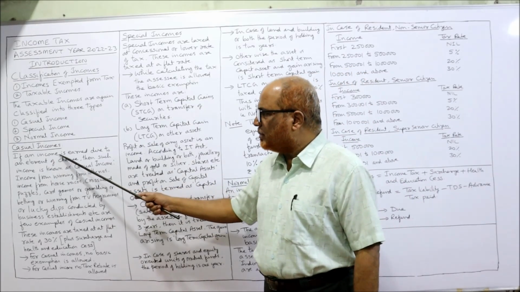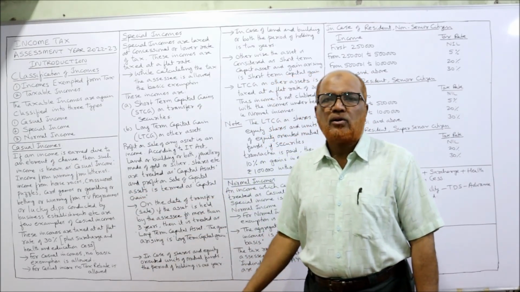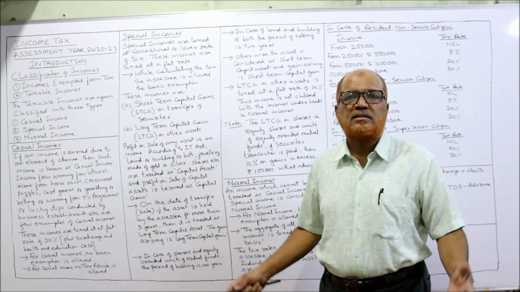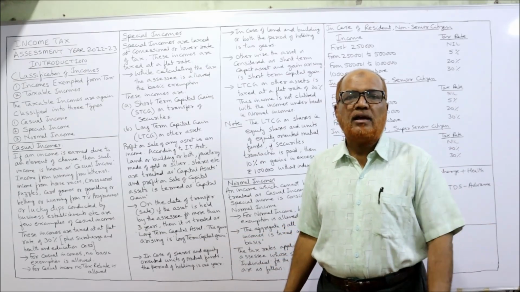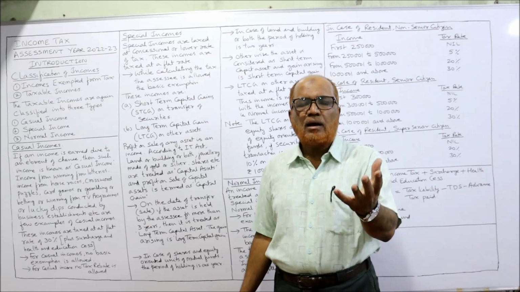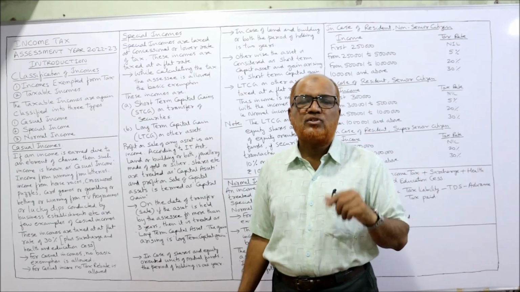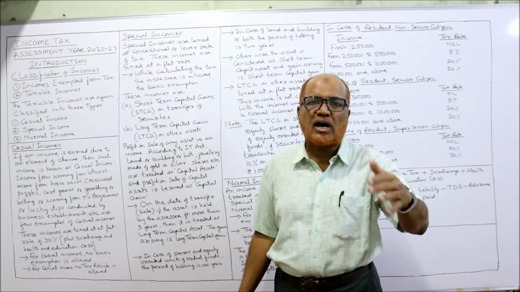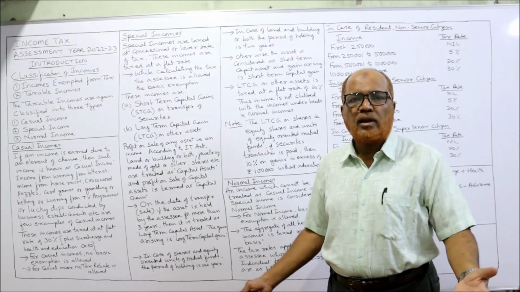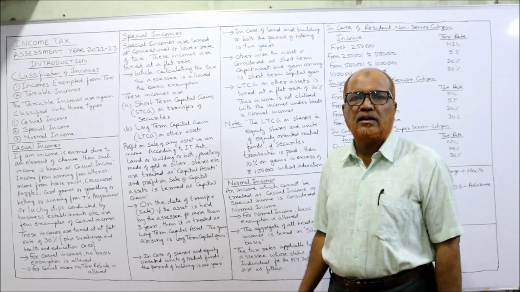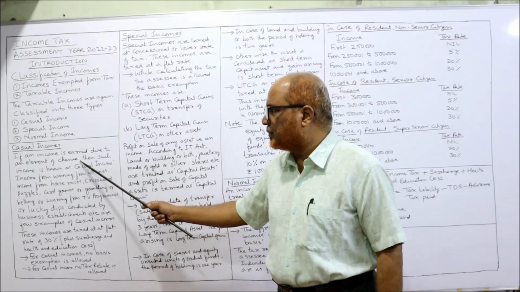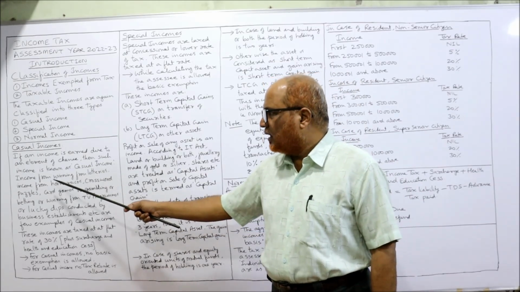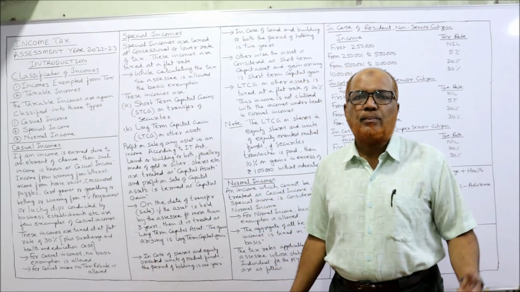If an income is earned due to an element of chance, unexpected income, non-recurring income, that is, if an income is received with an element of chance and luck, non-recurring, unexpected, that is called casual income. Now examples. What are the examples of casual income?